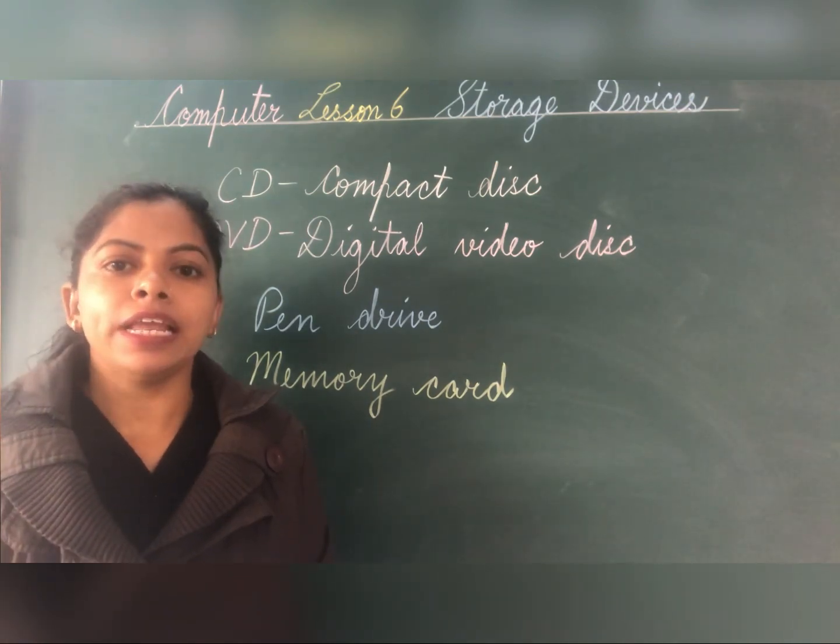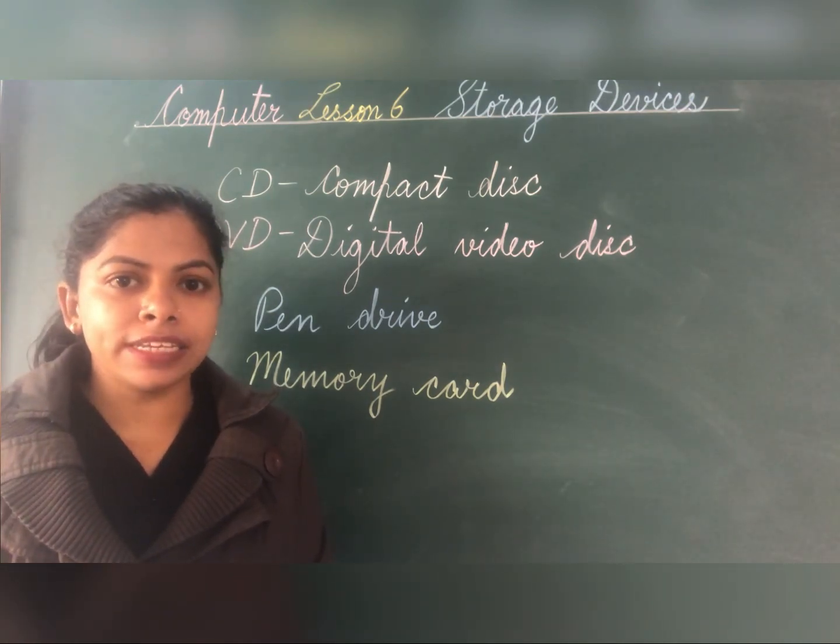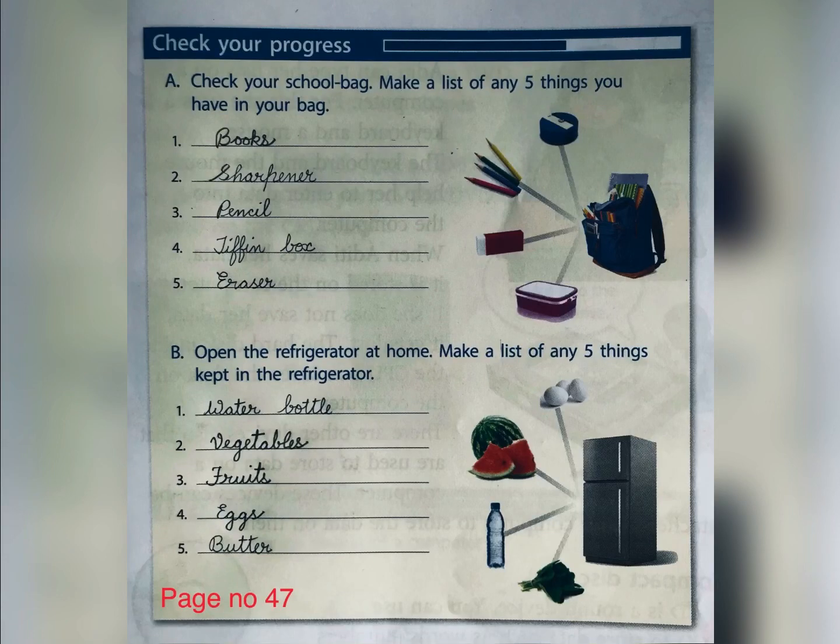Now children, let us do the exercises of this lesson. Check your progress that is given on page number 47, exercise A. Check your school bag, make a list of any 5 things you have in your bag. So children, what are the things you keep in your bag? That is books, sharpener, pencil, tiffin box and eraser. You can write the name of any 5 things.